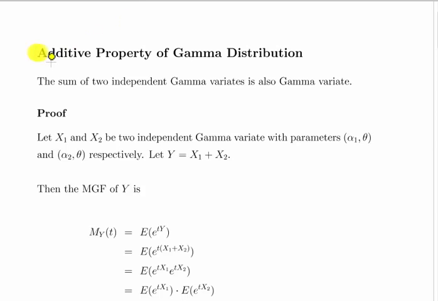In this presentation, we are going to look at some remaining matters, outstanding matters even, regarding the gamma distribution. One quick thing is that the sum of two independent gamma variates, two observations from the gamma distribution, is also a gamma variate, so it's also from the gamma distribution. So let x1 and x2 be two independent gamma variates with parameters alpha 1 and theta for the first one, and alpha 2 and theta for the second one. Then what we're interested in is the sum of those two, y equals x1 plus x2.